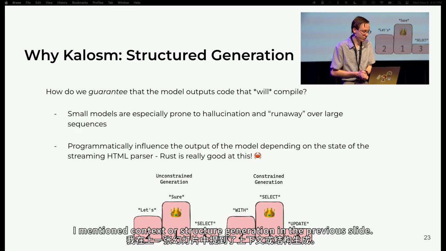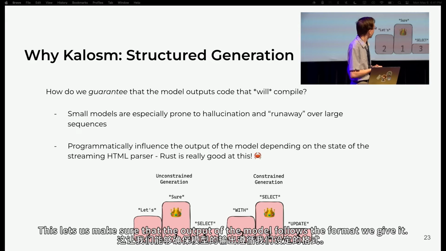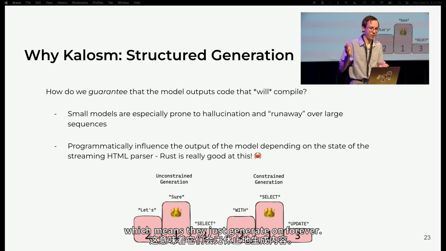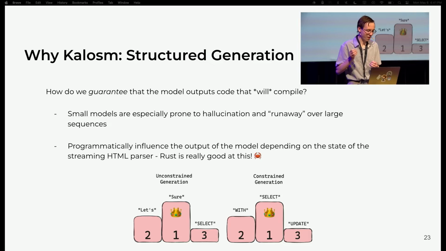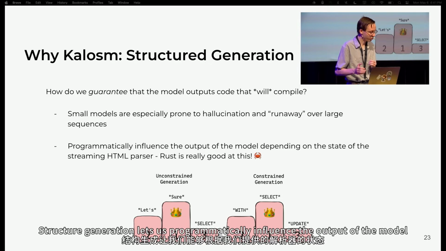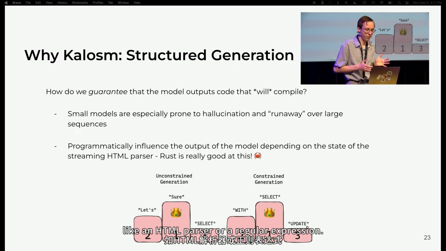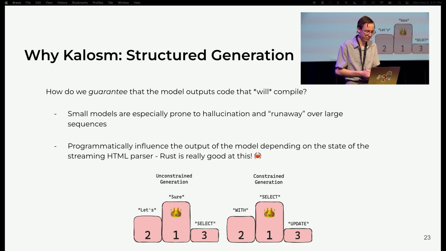I mentioned constraint or structure generation in the previous slide. This lets us make sure that the output of the model follows the format we give it. Small models are especially prone to hallucinations and runaway generations, which means they just generate on forever. Structure generation lets us programmatically influence the output of the model depending on the state of a parser we give it, like an HTML parser or a regular expression.